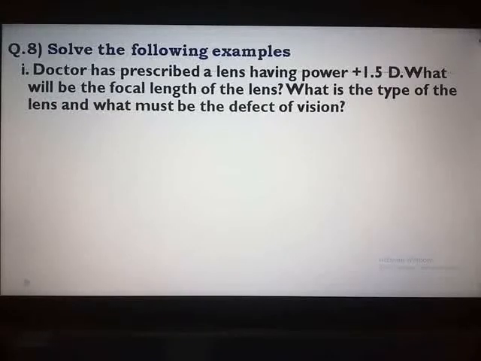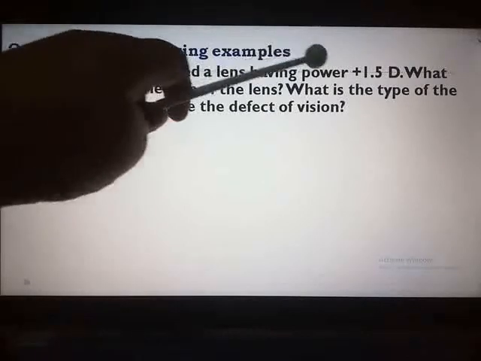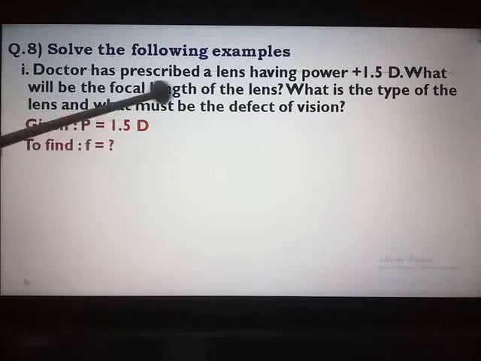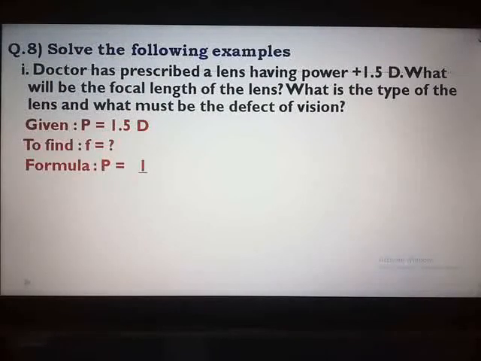So let us as usual write what is given. Power 1.5 diopter. To find focal length, that is small f. So the formula we have just studied while additional questions were given: power P is equal to 1 upon f in meter. Now here be careful, it is focal length, it is not focus. So it should be a small f. Many a times in a hurry you take capital F and unnecessarily you donate the marks to the examiner. So don't do that. It is small f. So P is equal to 1 upon small f.